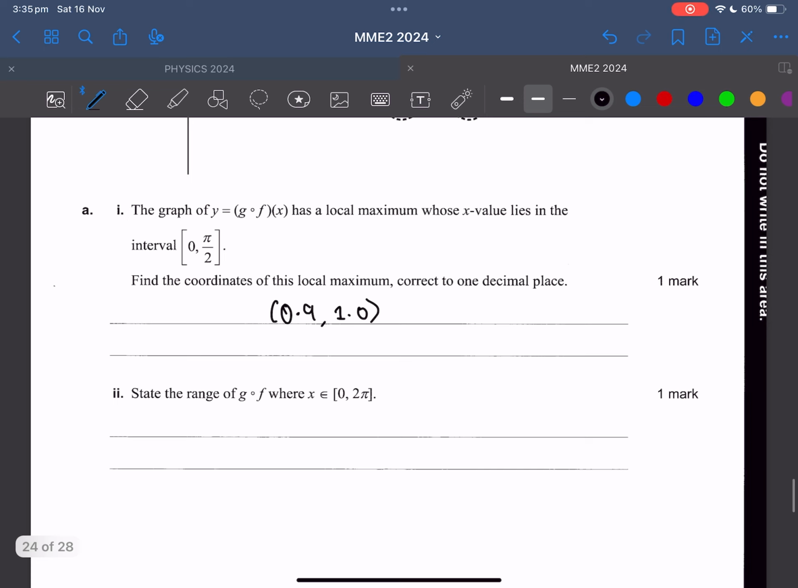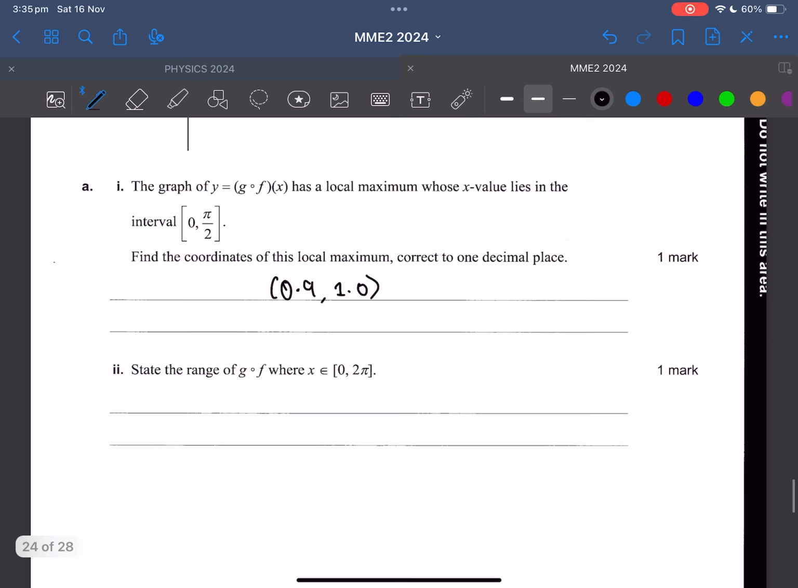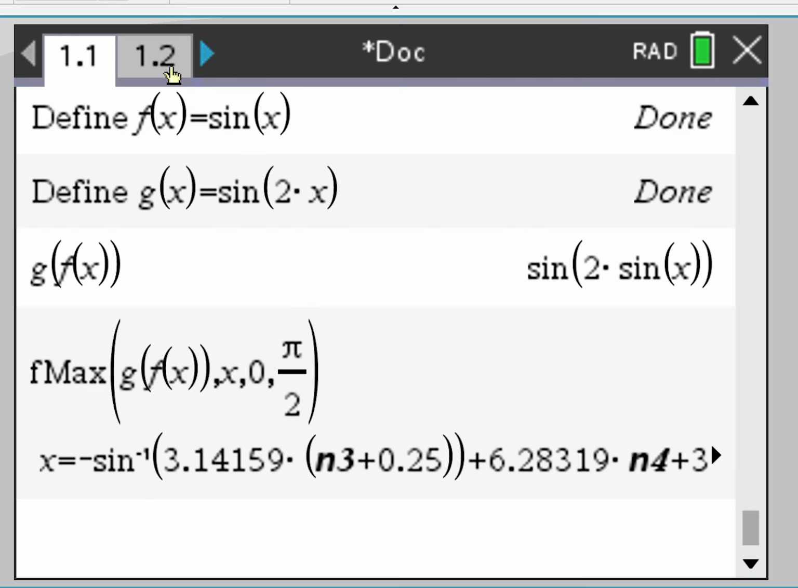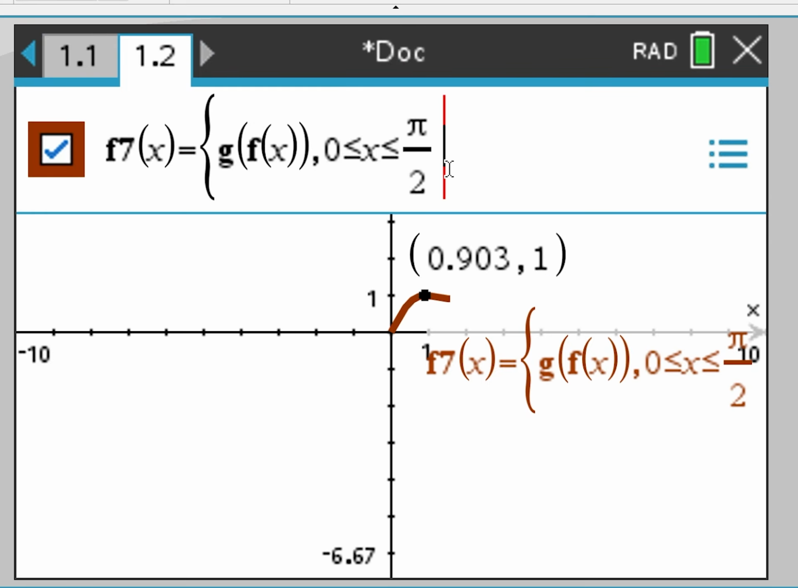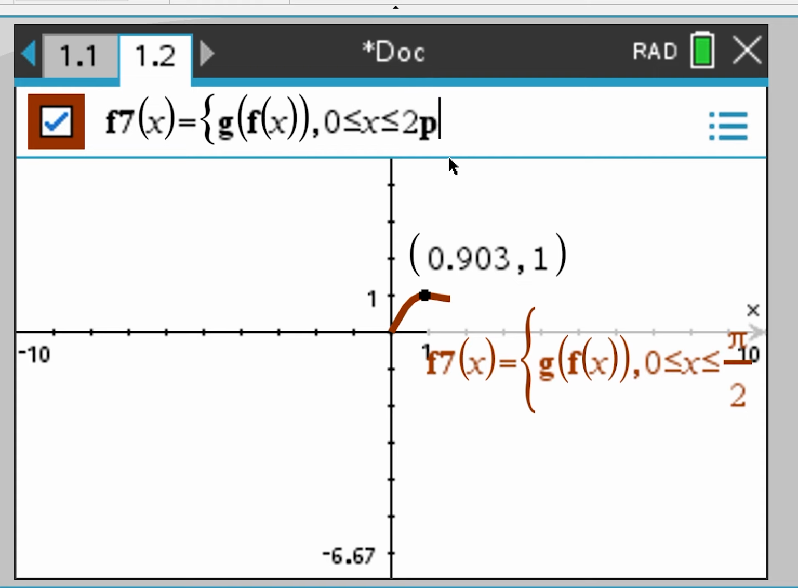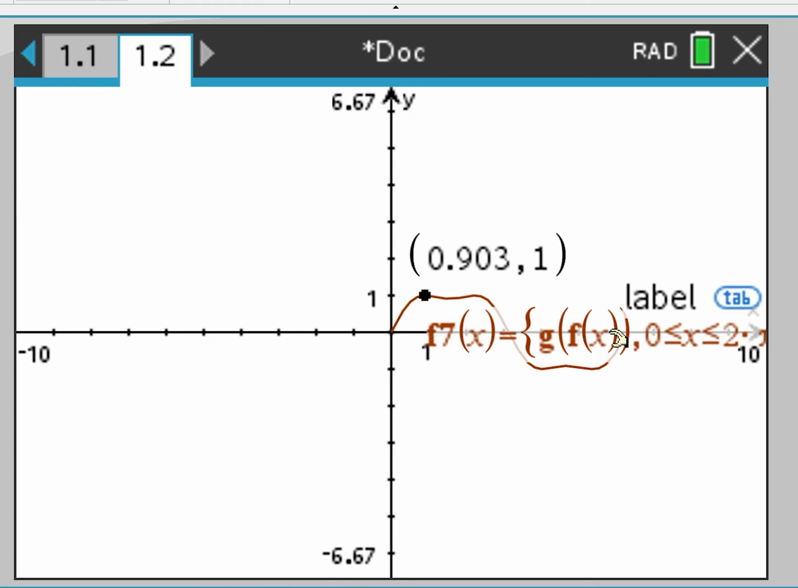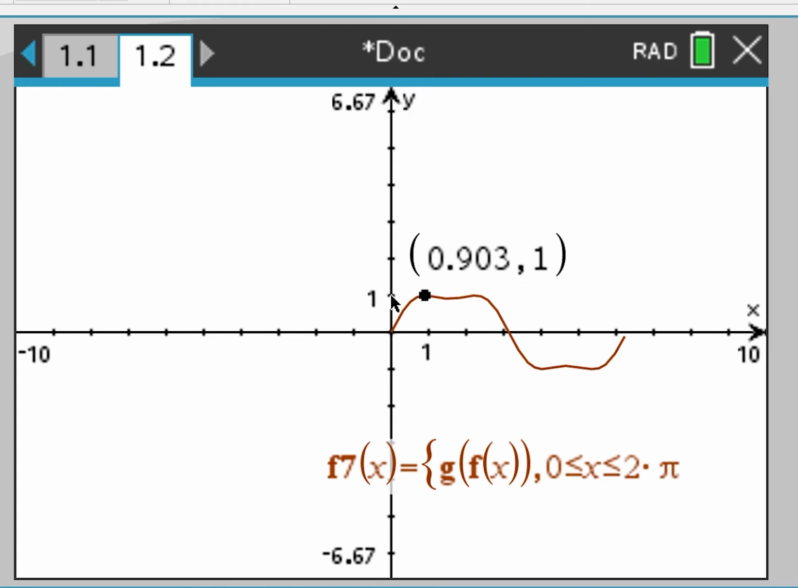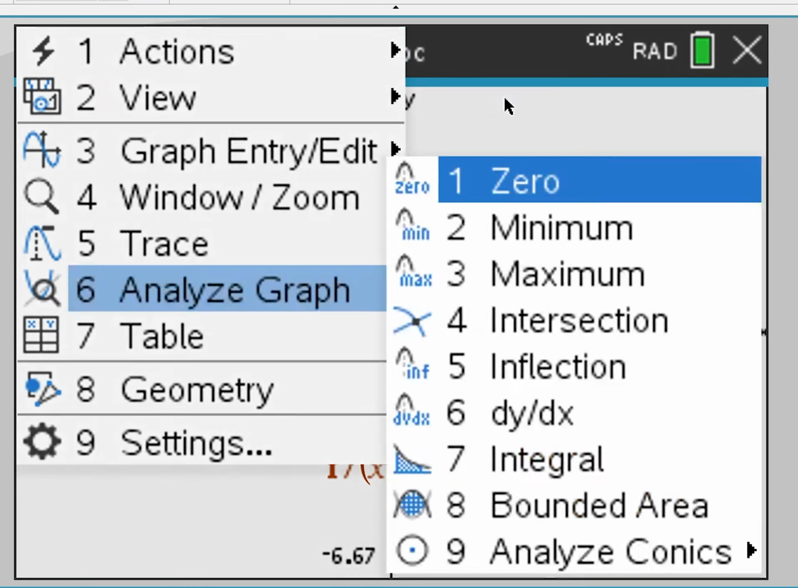Okay. State the range of g of f where x is between 0 and 2 pi. So let's change the domain to 2 pi. Okay. Yeah, so the range is just -1 to 1. I'm just going to quickly confirm this. Menu 6, 3.